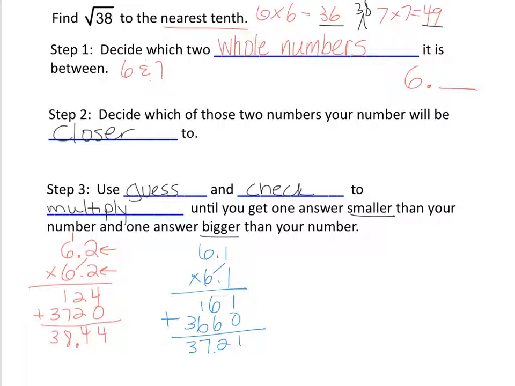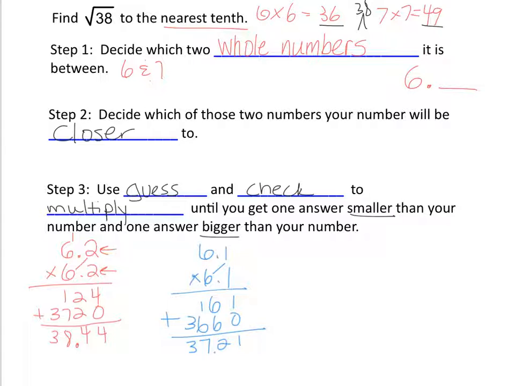So I've decreased my place value down to 6.1, and I found that I have a number that is smaller than my target number of 38. And so that means that we've established our correct two numbers. We know which two are going to be our options for our answer. What we want to do is figure out which one is indeed the closest to the 38.